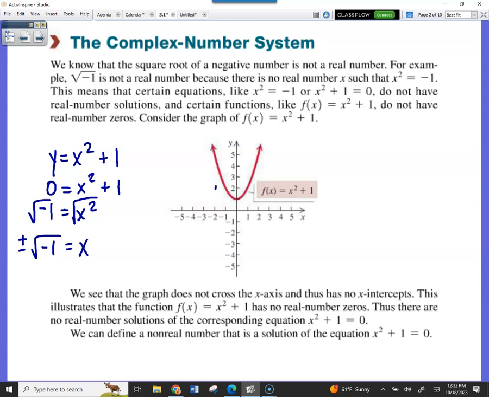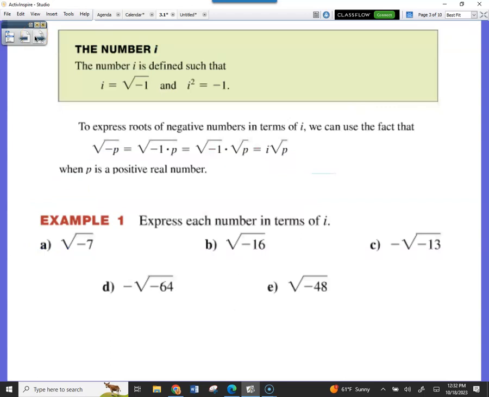Enter complex numbers. Go to this slide. Do you need a note sheet? Enter this slide right here.